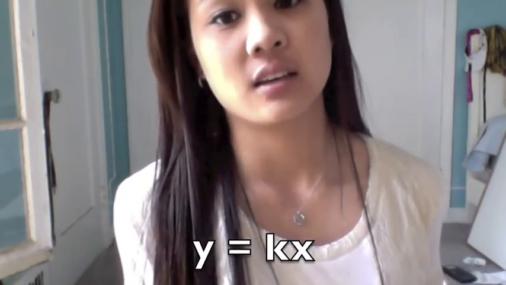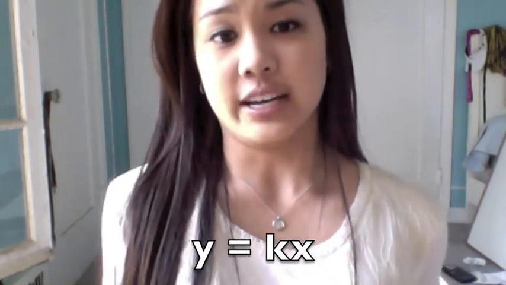Today we are learning about direct, joint, and inverse variations. A direct variation can be expressed in the form y equals kx. The k is called the constant of variation. Now, a joint variation occurs when one quantity varies directly as the product of two or more other quantities.